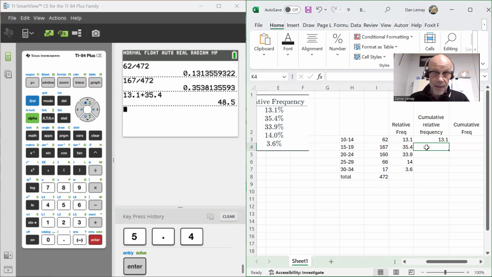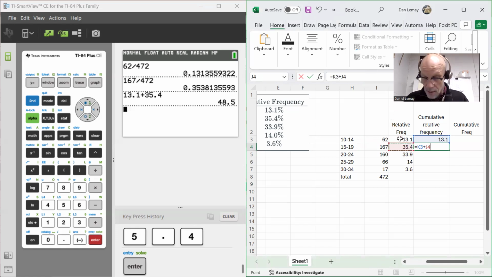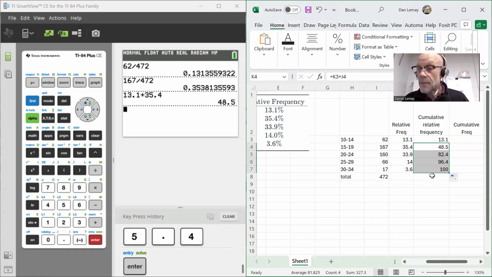So I'm going to write this, and actually I'm going to be really lazy, folks. This plus this. Now I'm just going to fill that down. And of course, when I come down to the last bin, that's all of the percentages. 100% of the data falls into this bin or less. So that's useful.